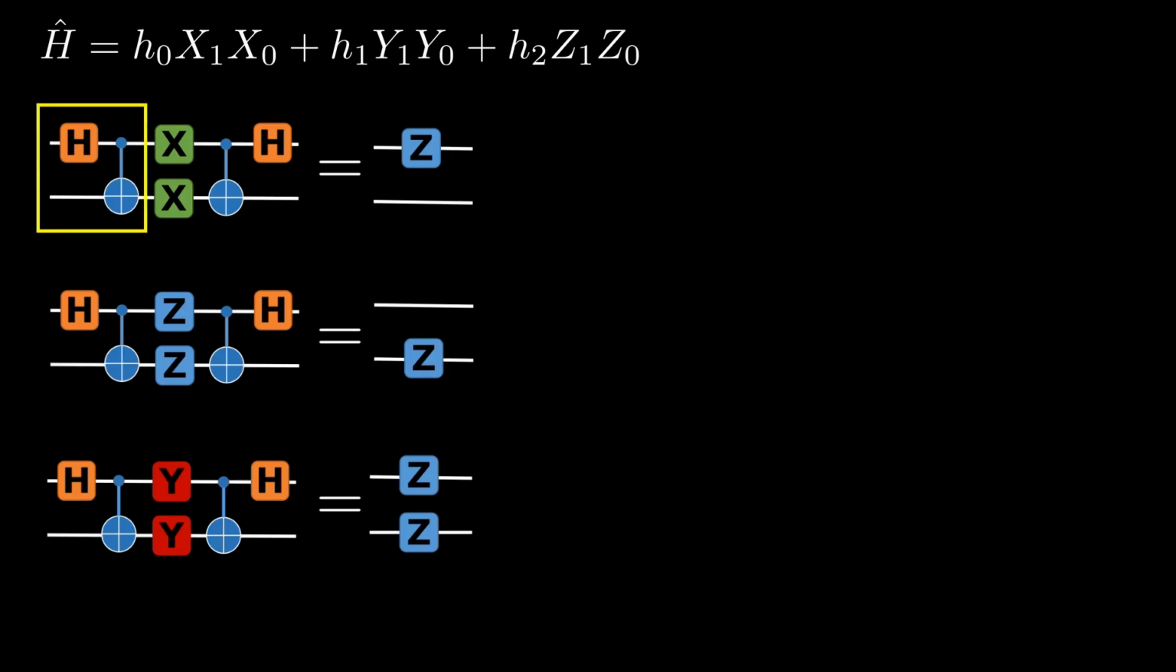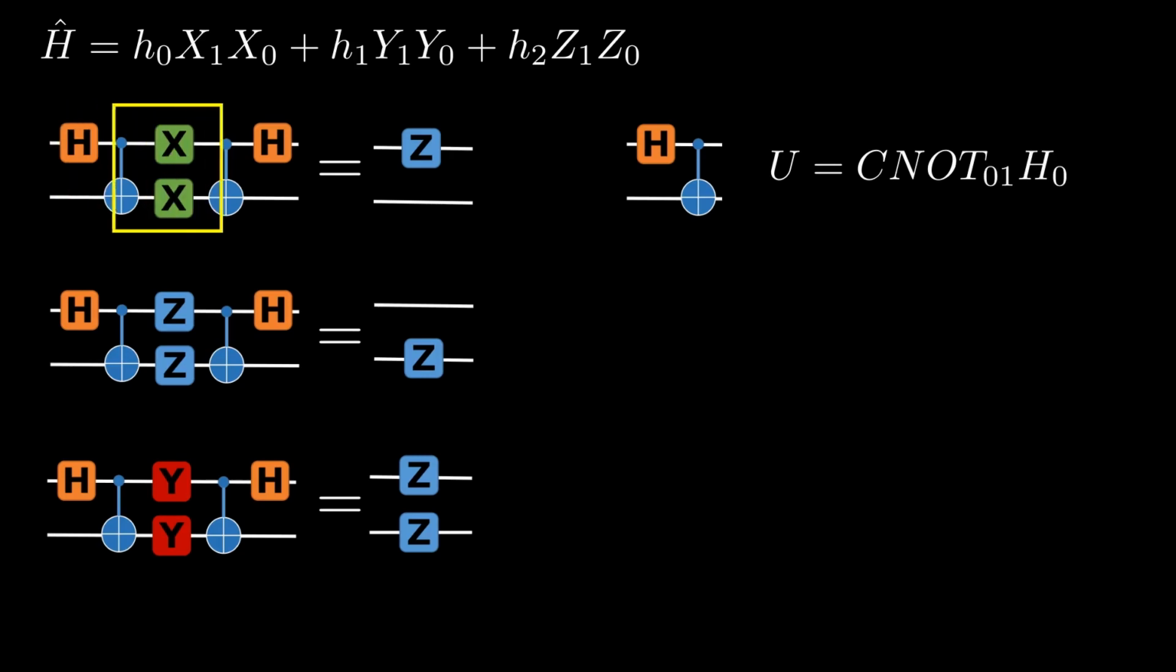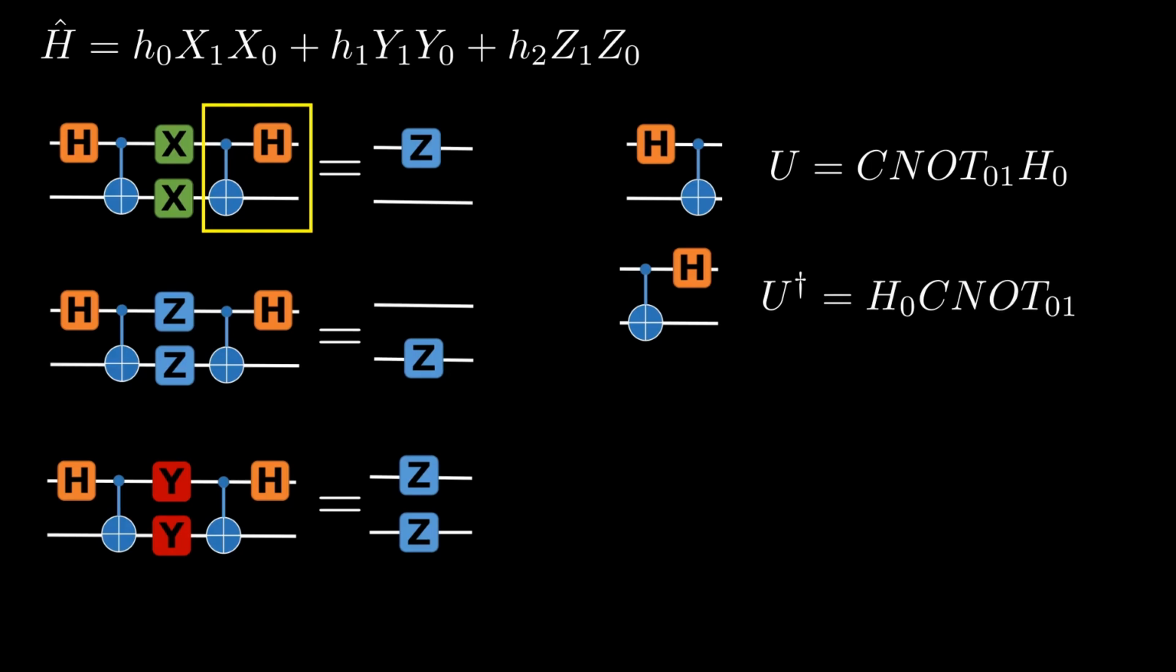If we call this part over here the operator U, then this part here will be the operator U dagger, because it is its Hermitian conjugate. It can be confusing that the quantum circuit is read from left to right, but the operator notation is read from right to left. Be aware.